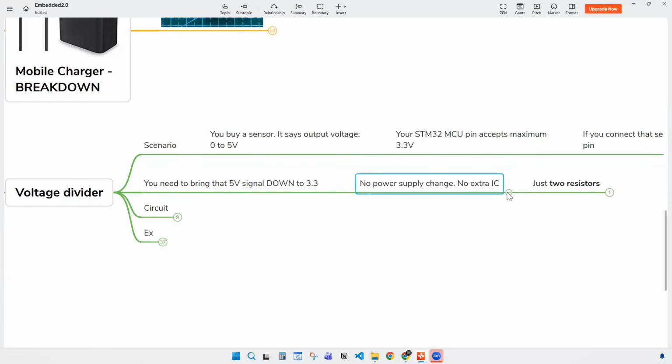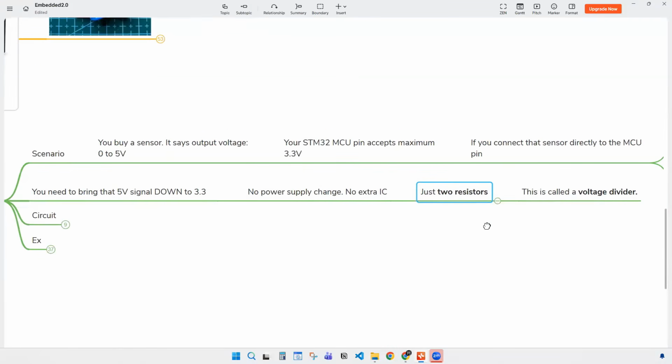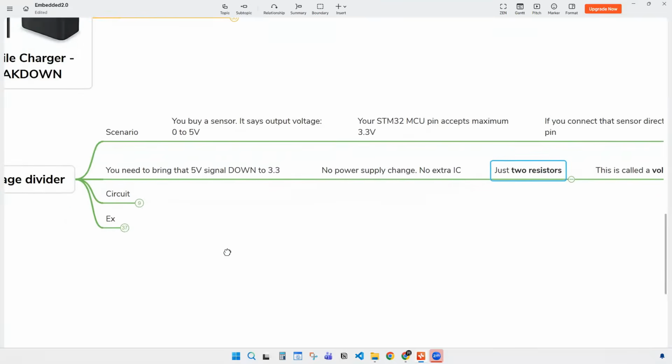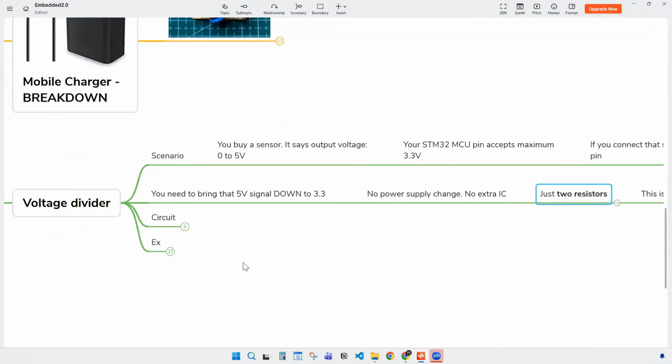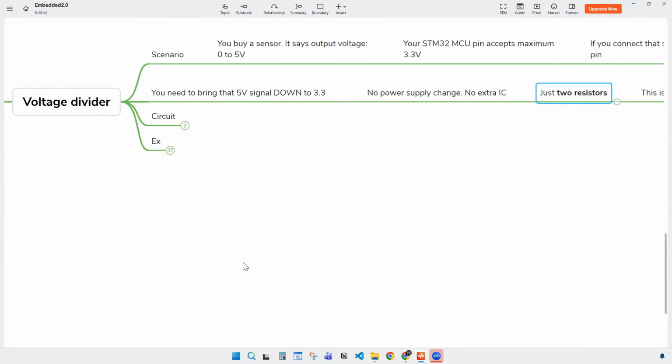And also, we are not going to use any extra IC, just two resistors. Just by using two resistors, we are going to solve this problem. That two-resistor circuit is known as a voltage divider, and I hope you are ready to solve that problem using a circuit itself. So now we are going to draw the circuit first.